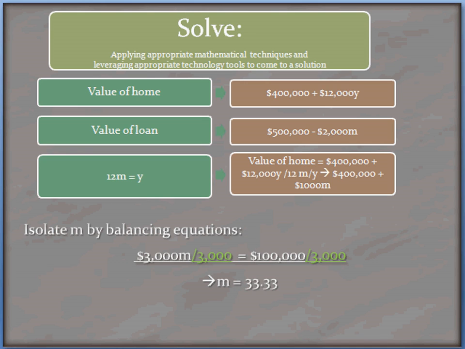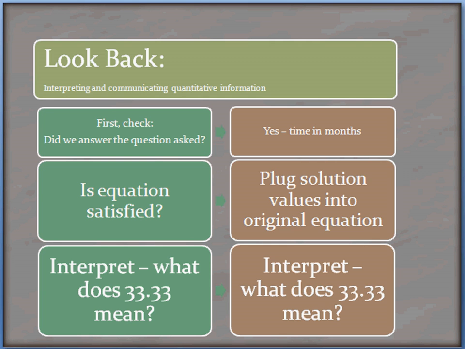Again, we want to take whatever steps possible to isolate m. In order to do that, because we have 3,000 times m on the left side of the equation, we need to divide each side of the equation by $3,000. This gives us m is equal to 33.33. So the number of months Robert will need is 33.33 months.